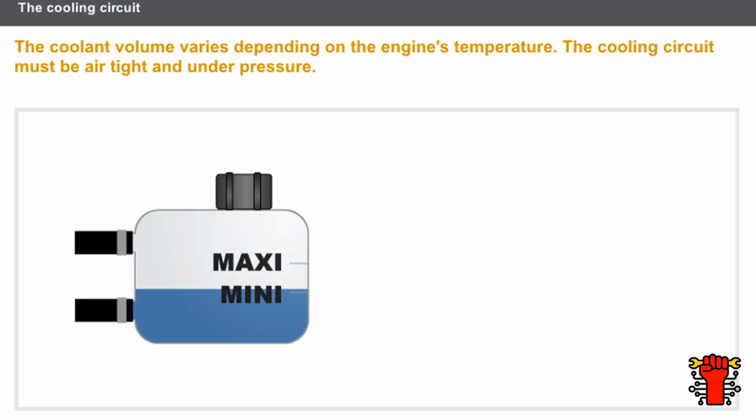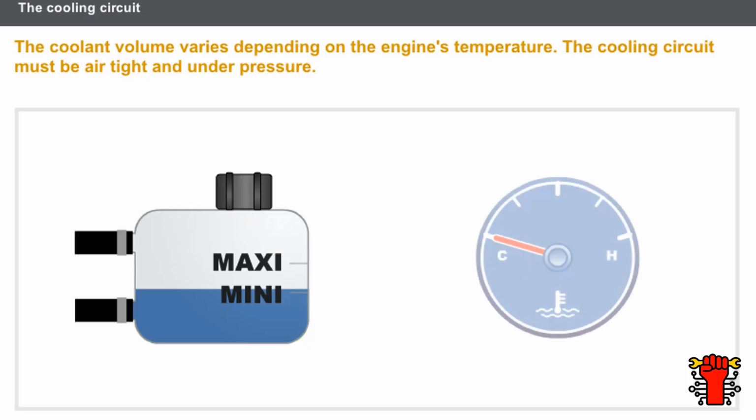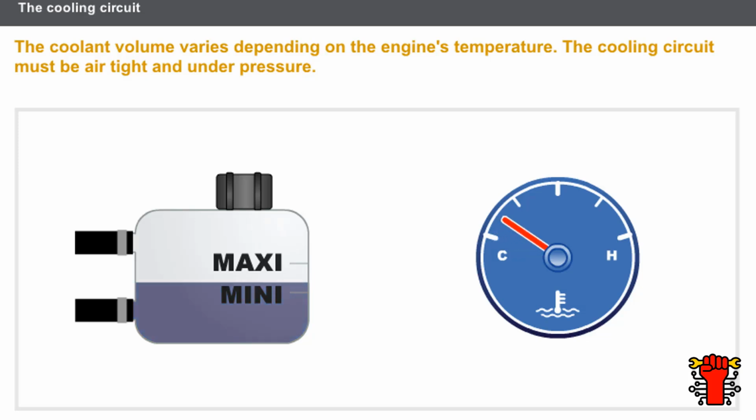And finally, let's look at the expansion bottle and cap. The expansion bottle provides a reserve of coolant and compensates for variations in level according to the fluid temperature. When the engine is cold, the fluid level in the expansion bottle is lower than when the engine is warm. The coolant circulates in the expansion bottle and causes degassing.